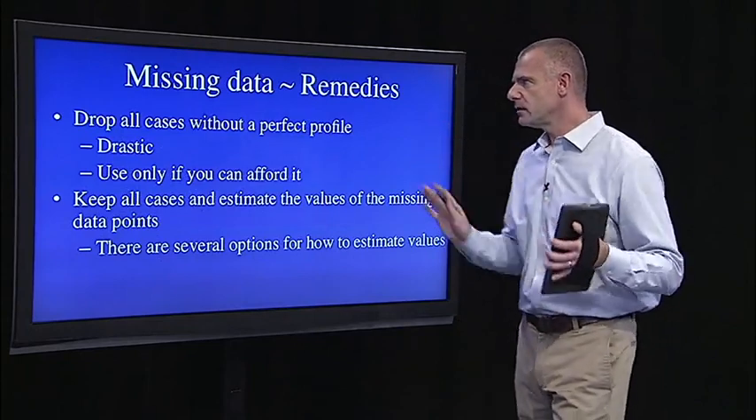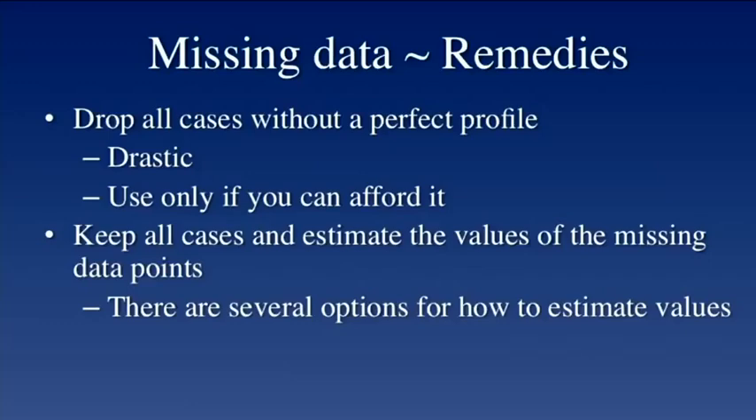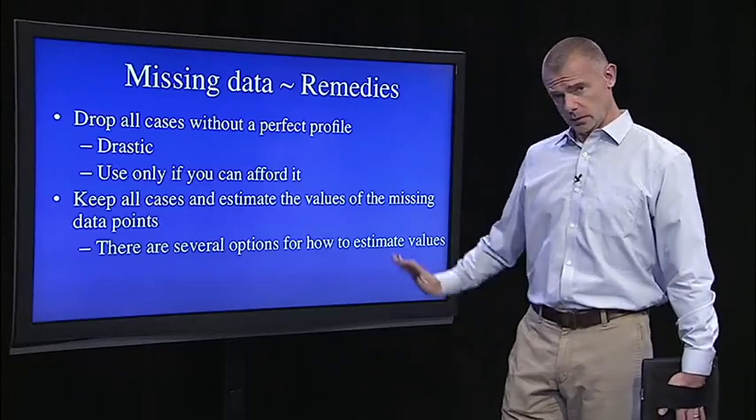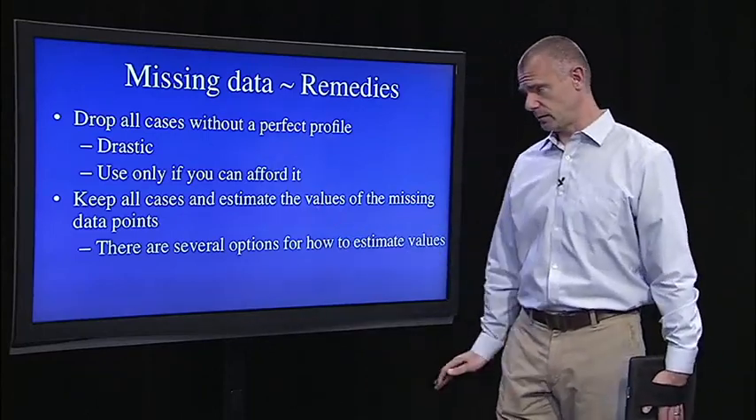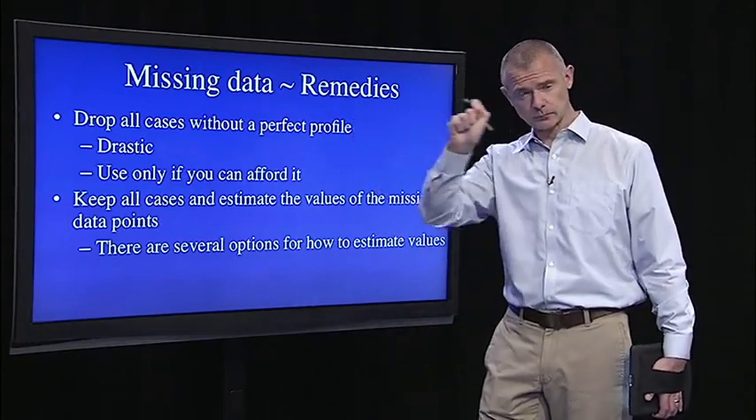So what are the remedies if you do have a lot of missing data and you don't want to just drop cases? Dropping is the drastic case: if you have anything missing, just drop it so that you have a perfectly complete data structure. That's drastic, so I use it only if you can afford it. If it's easy for you to get more people or more data points, then fine. The more common thing to do is keep all cases and then try to estimate those missing values somehow.